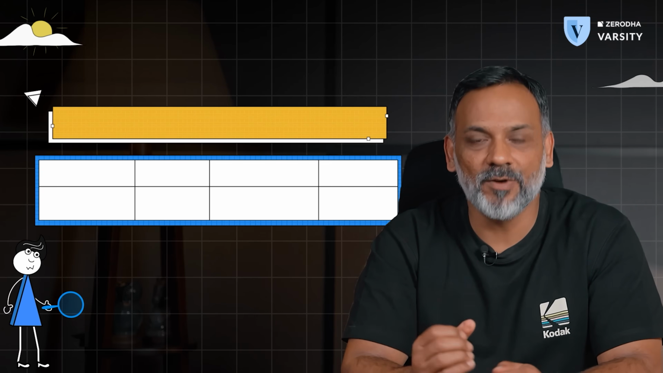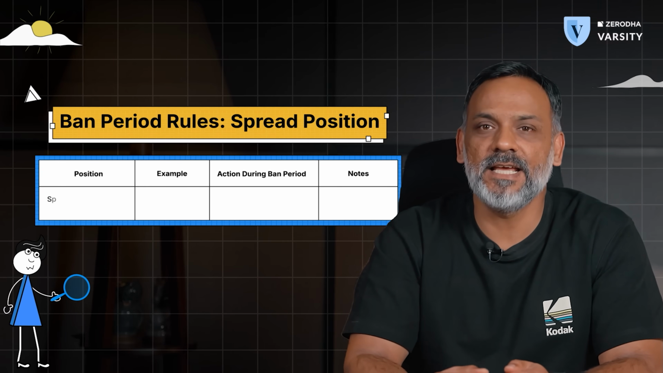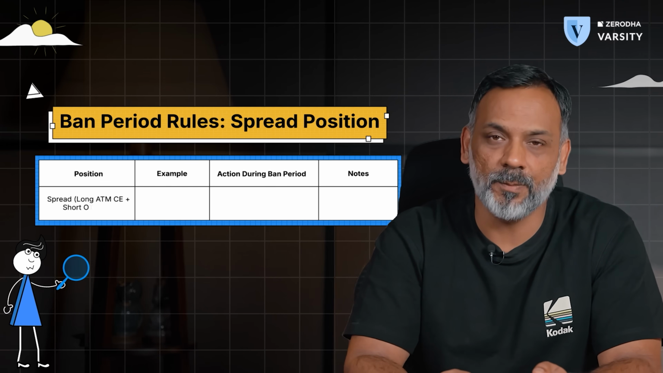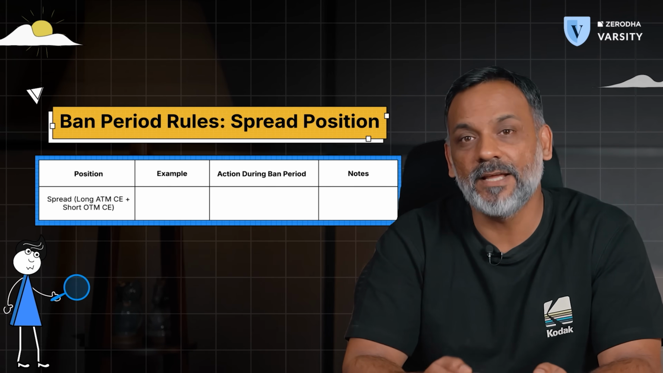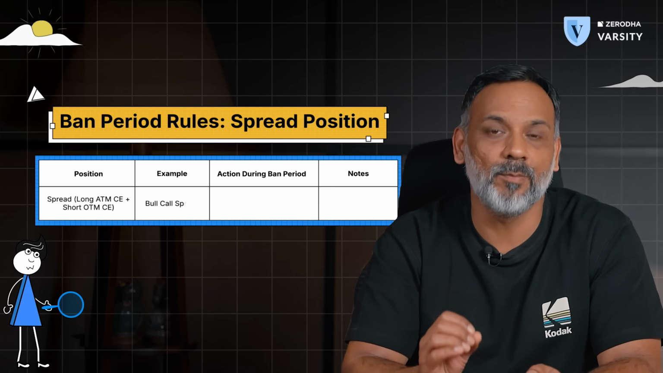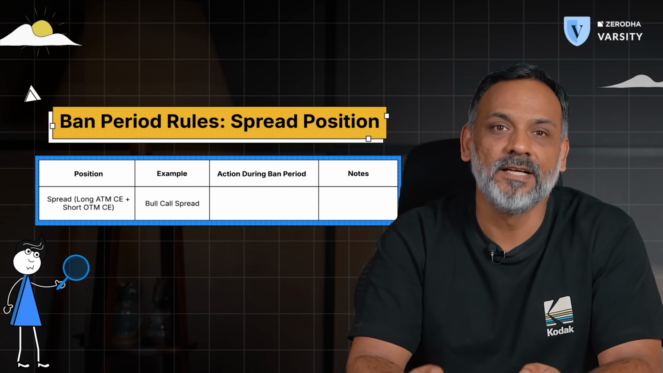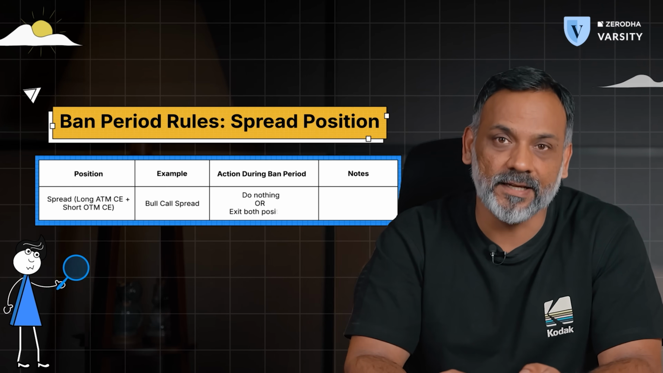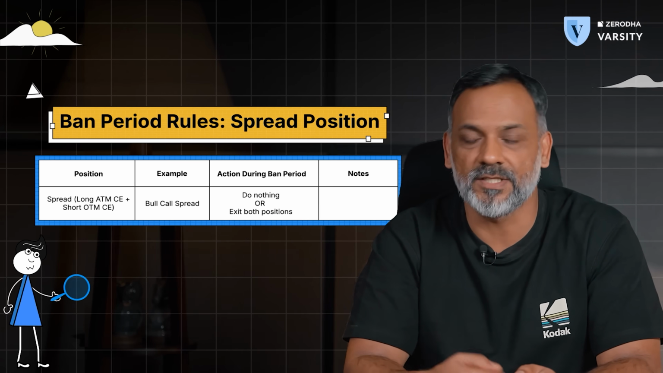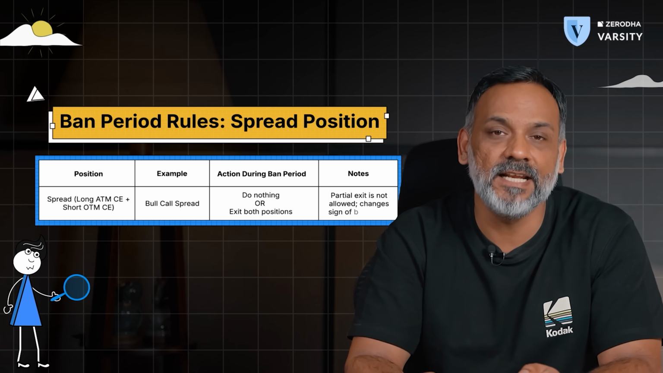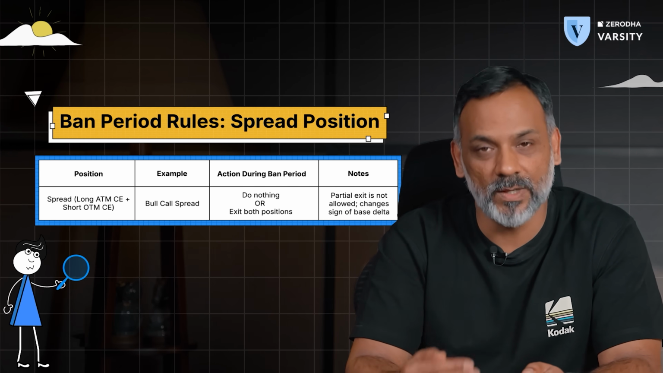Just one more thing before I wrap this up. Let's say you have a spread position. For instance, long at the money call option and short out of the money call option, which is a classic bull call spread. If the security enters the ban period, you will either do nothing or you exit both the positions. Partial exit here means you have changed the sign of your base delta, which is a problem.